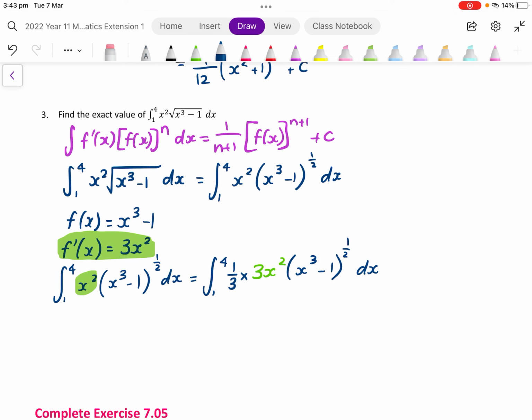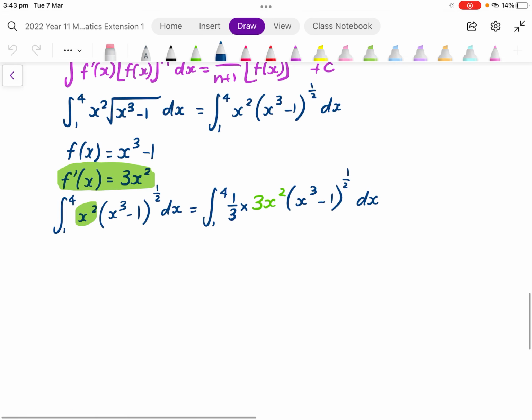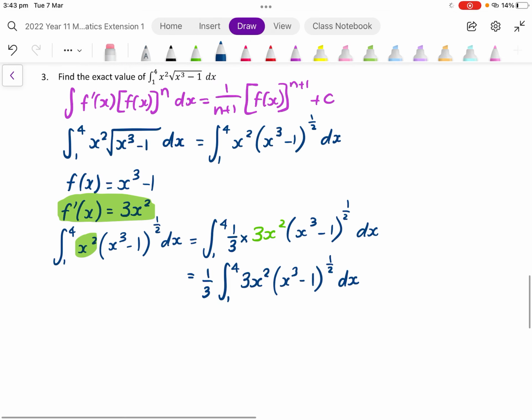So now that we have done this, we want to bring that a third out the front of our integral sign. So this will equal a third of the integral from 1 to 4 of 3x squared (x cubed minus 1) to the power of a half dx. And now we have this in the form of our derivative times our f(x) to the power of n. So we can now integrate this, leaving our a third out the front.